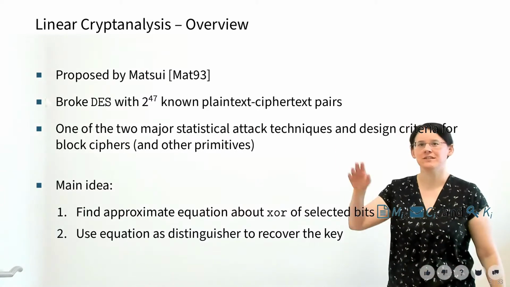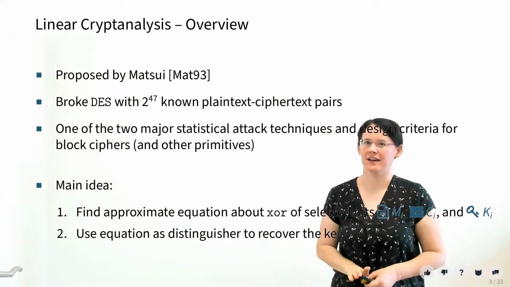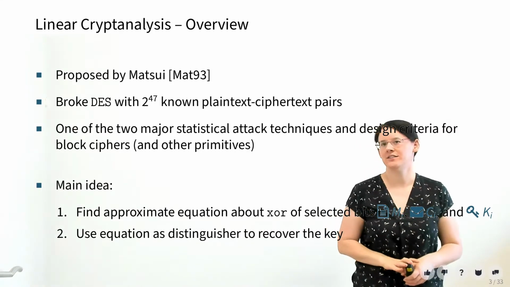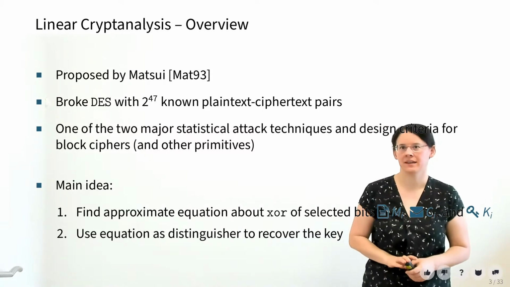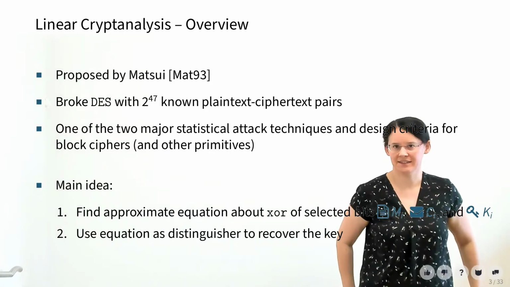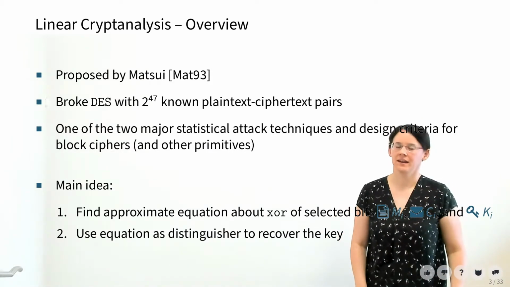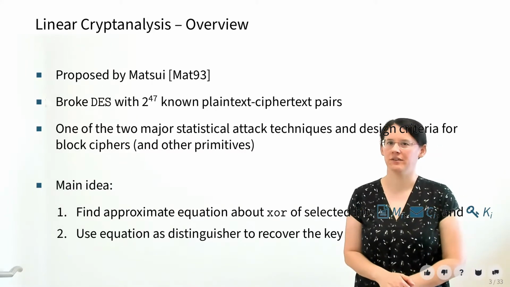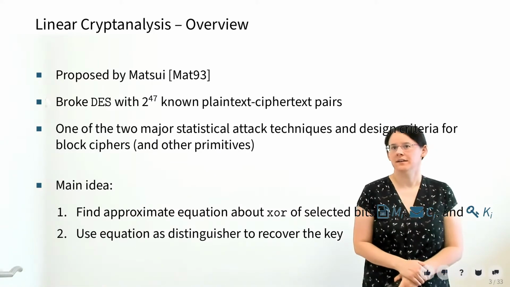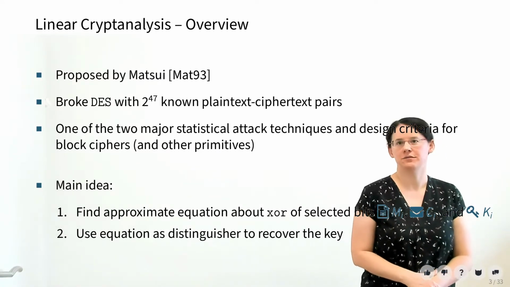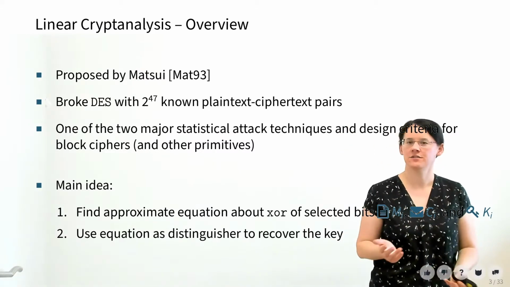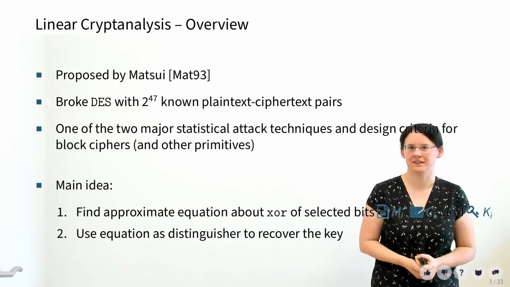So this attack has approximately the same age as differential cryptanalysis. It was proposed just a few years afterwards by a Japanese cryptographer, Mitsuru Matsui. And he used it to attack the data encryption standard, the DES, and actually succeeded in doing so, and it took only 2 to the 47 known plaintext ciphertext pairs for this, whereas the block size of DES would be 64 bits and the key size 56 bits. So this means that this is faster than generic attacks. So this was actually a full round break of DES.